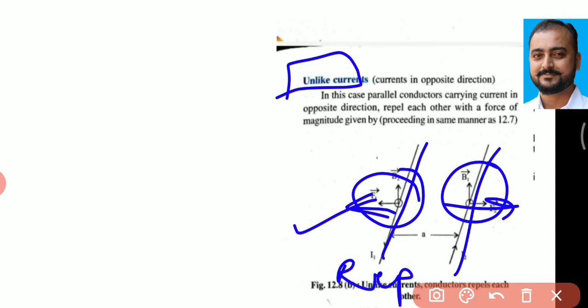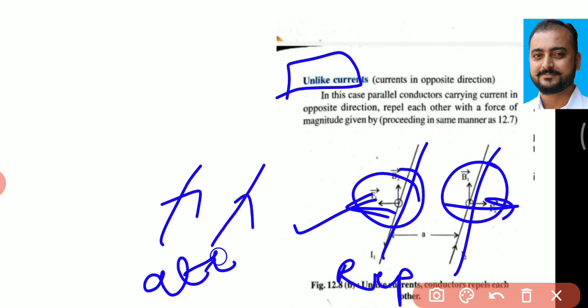And in case of parallel currents, meaning current moving in the same direction, there is attraction. Remember, these are the two noteworthy points. Okay, understood?